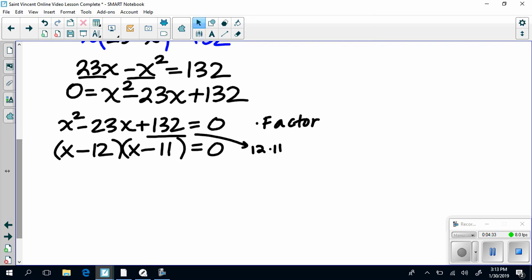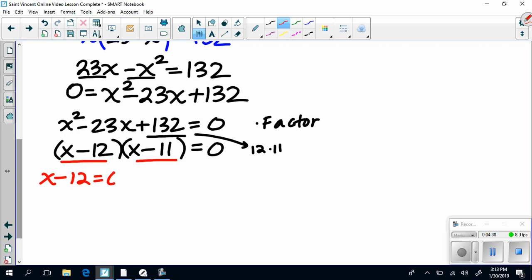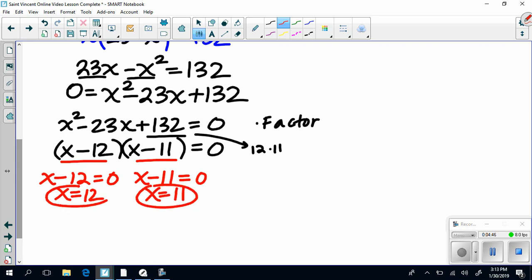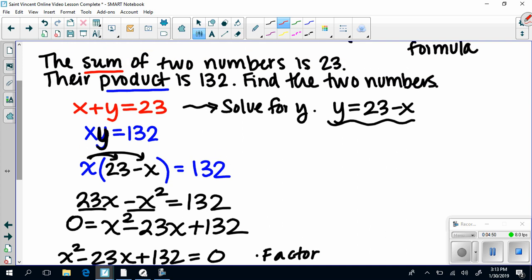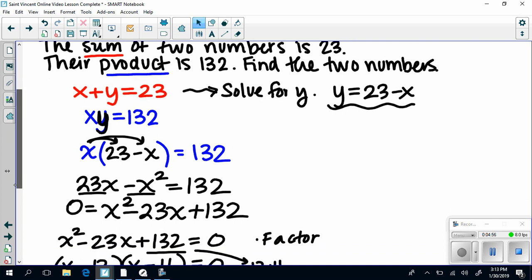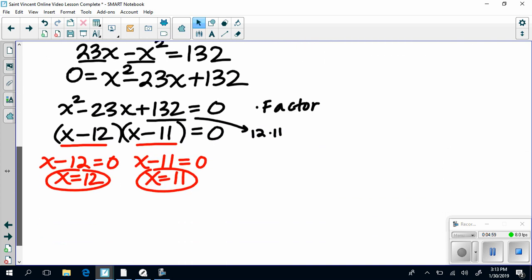Again, typical quadratic equation. You have your two pieces. You set them equal to 0. If you work backwards, you get x equals 12 and x equals 11. That is the mathematical way to find those two numbers. If you took those two numbers, they should add together to give you 23, and they should multiply to give you 132. And mathematically, that's how to do that.